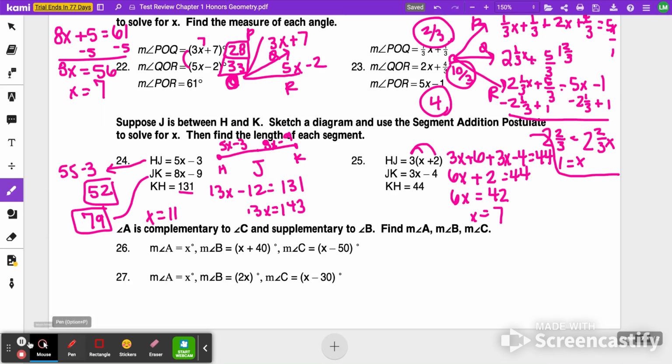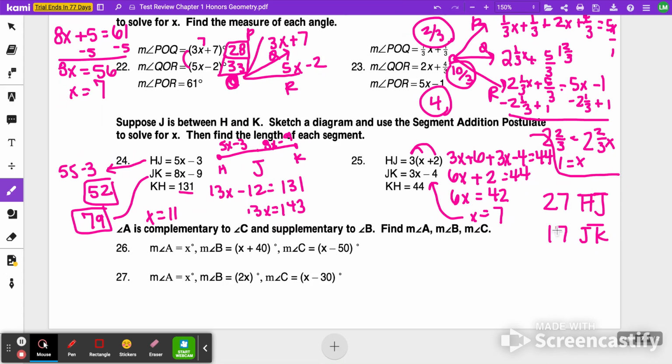Since x is equal to 7, I'm now just going to plug it back into these two examples. 3x plus 2, that's 7 plus 2, that's 9. So 3 times 9 is 27 for HJ. And then for 3x minus 4 for JK, that's 3 times 7, that's 21. And 21 minus 4 is going to give us 17 for segment JK.